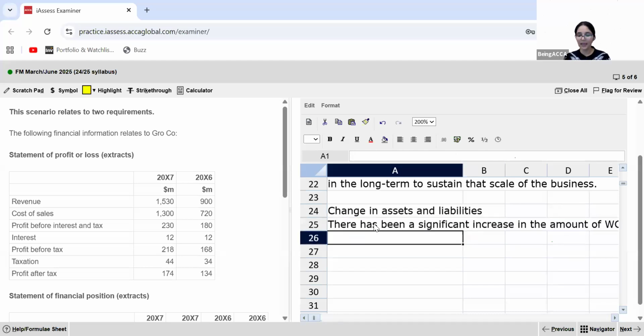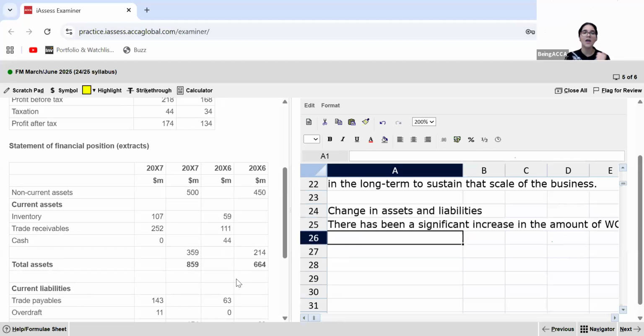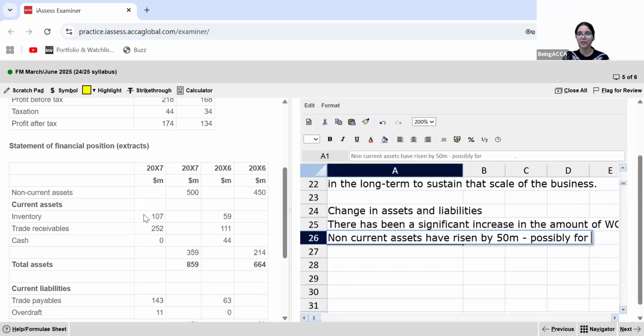Now, if I talk about the other aspect, working capital includes current assets as well as current liabilities. What are the other assets available? Non-current assets. We can see that non-current assets have risen, earlier they were 450, now they are 500. So we can say non-current assets have risen by 50 million, and possibly this was done to buy the new assets for the expansion. So this was possibly for the expansion of the company.